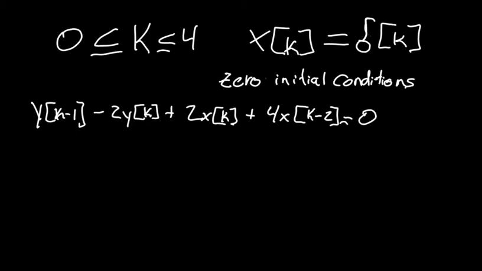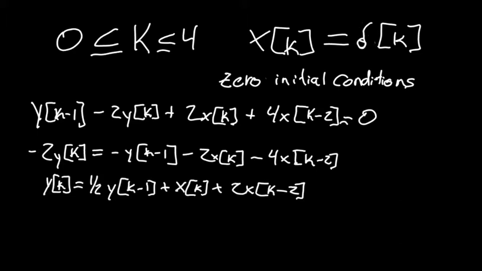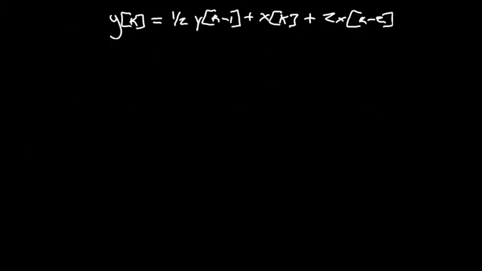So here we have our difference equation, y of k minus 1 minus 2y of k plus 2x of k plus 4x of k minus 2 equals 0. So here we isolated the y of k on one side. And now we've divided everything by -2. So it's now y of k equals 1/2 y of k minus 1 plus x of k plus 2x of k minus 2. So we'll now start plugging in our values from 0 to 4.